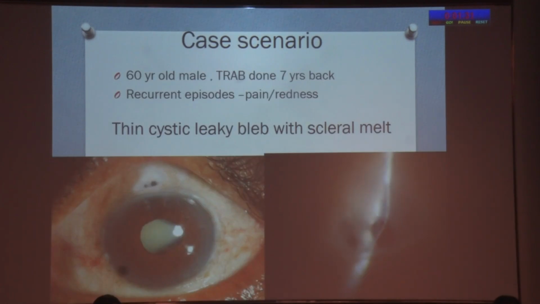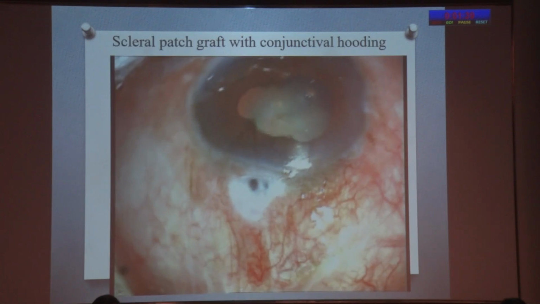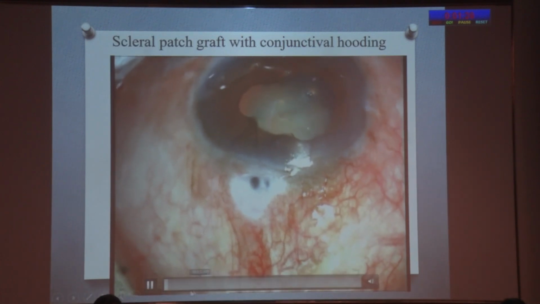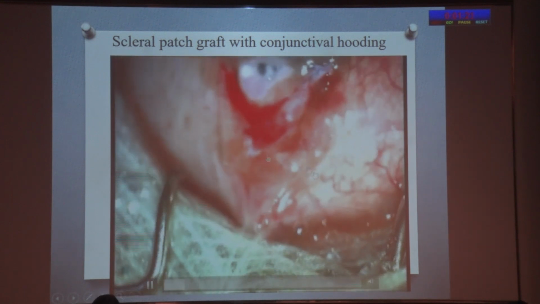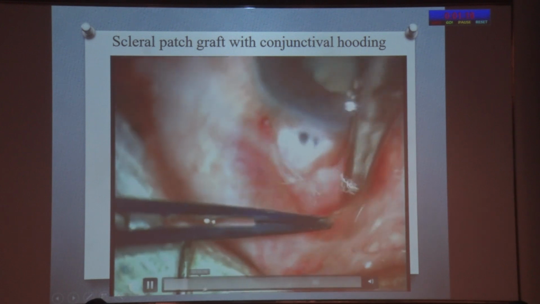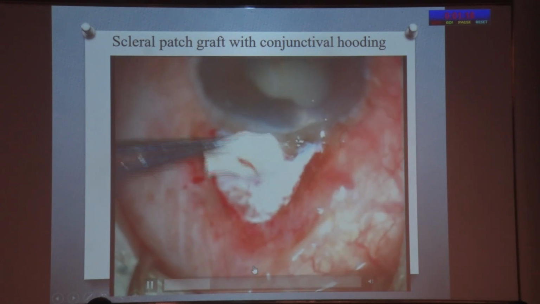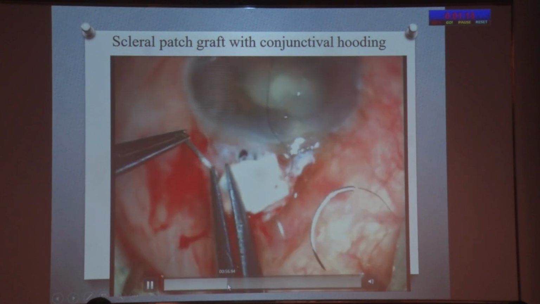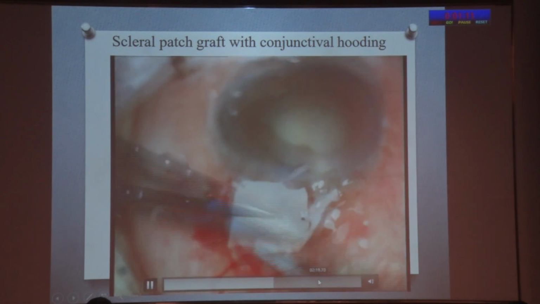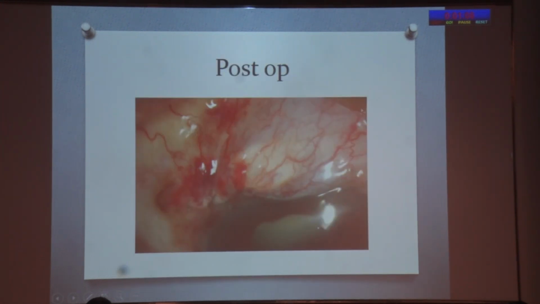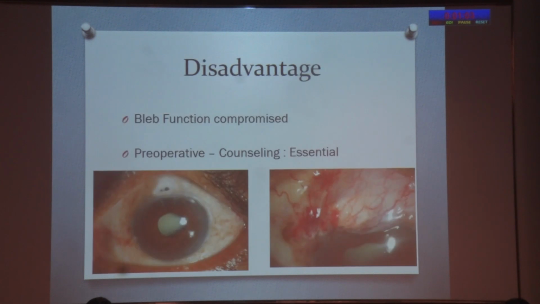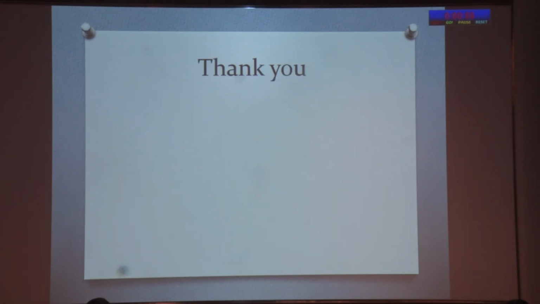Just like this, a scleral melt is seen. In that area, we use the scleral patch graft. We remove the unhealthy conjunctiva of this bleb, and then the donor patch graft was used, sutured on it, and we finished the surgery. So this is the post-op result. Bleb function though is compromised in this particular case, but good counseling helps us in starting the anti-glaucoma medication later on. Thank you very much.